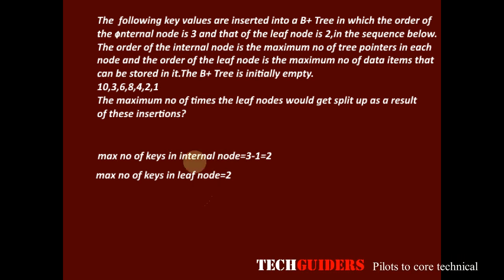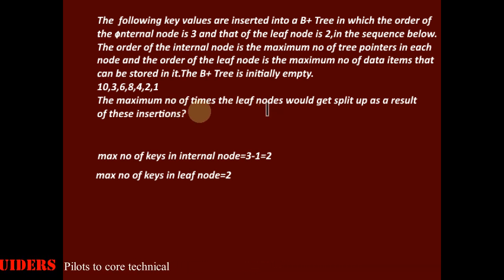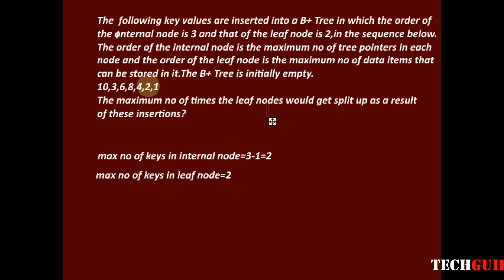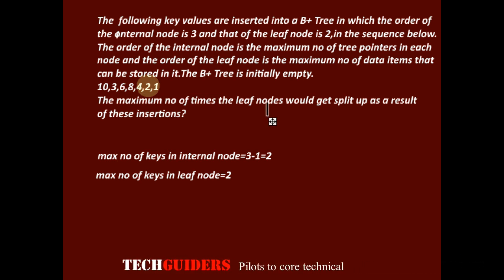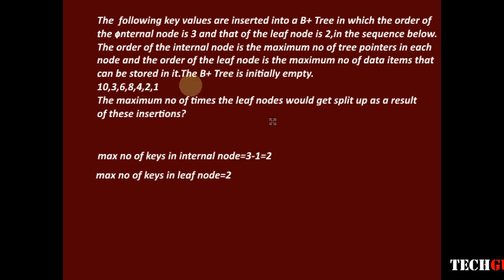Now we have to find out the maximum number of times the leaf nodes would get split up as a result of this insertion. We have seen that while constructing the B plus tree, we can either make it left biased or right biased. Based on it, the number of splits required may vary. So we shall consider both the cases and see in which case the maximum number of leaf node splits will be required.